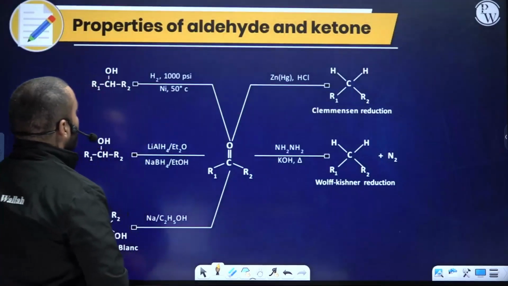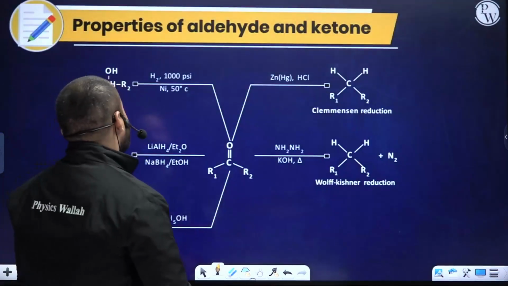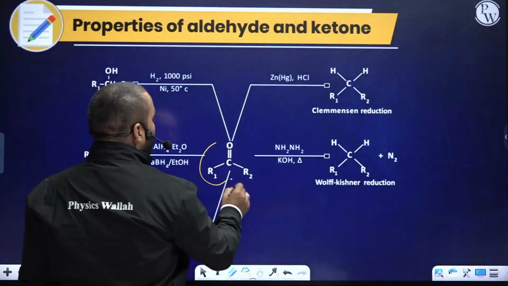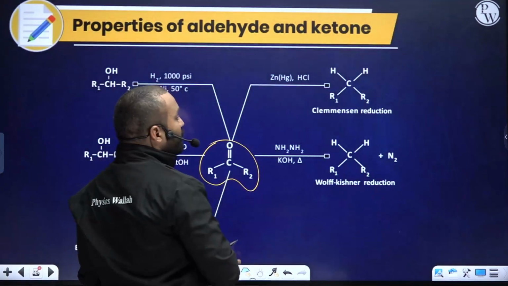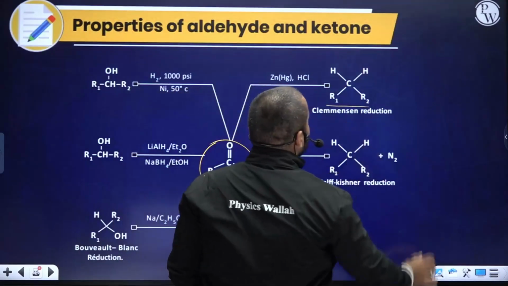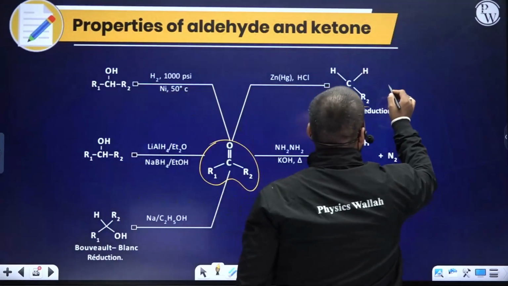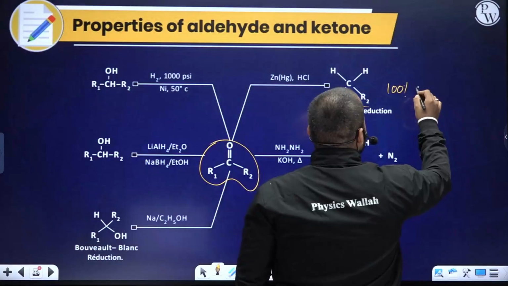So there are some more reactions, some properties of ketones. Let's start from the middle compound. This is the framework mentioned here. You can reduce this compound to a 100% saturated alkane. This is an alkane, 100% saturated alkane.